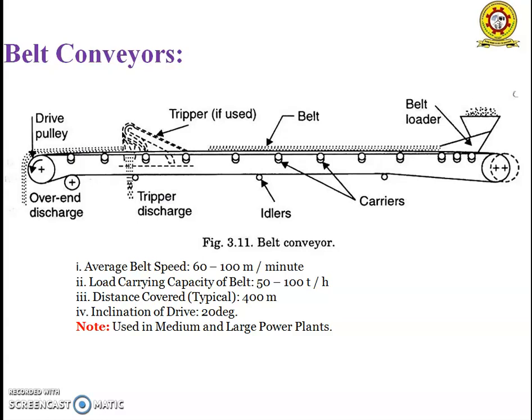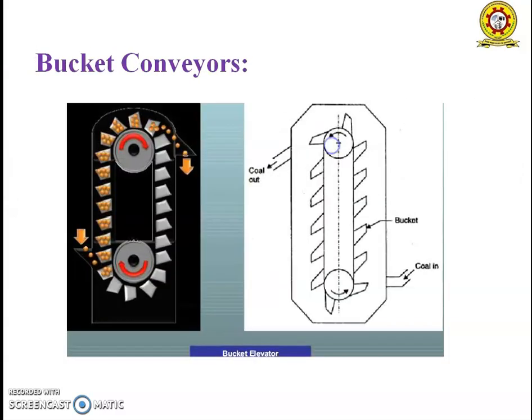As the minimum inclination at which coal can be transferred by this arrangement is limited, in order to transfer coal at considerable heights as involved in modern stations, the length of the conveyor becomes excessive. And the next one is bucket conveyors. The bucket conveyor diagram is shown below.